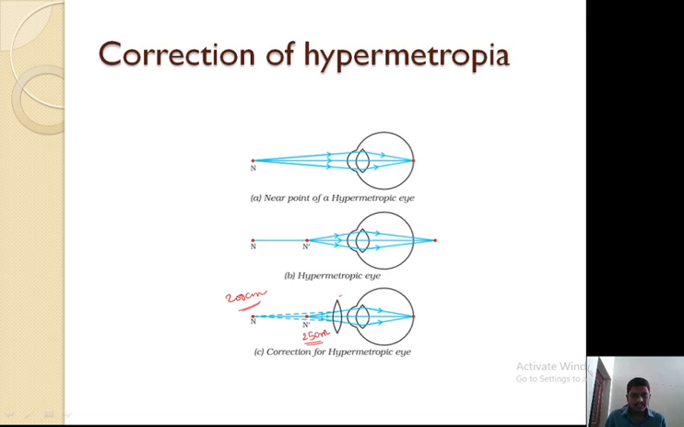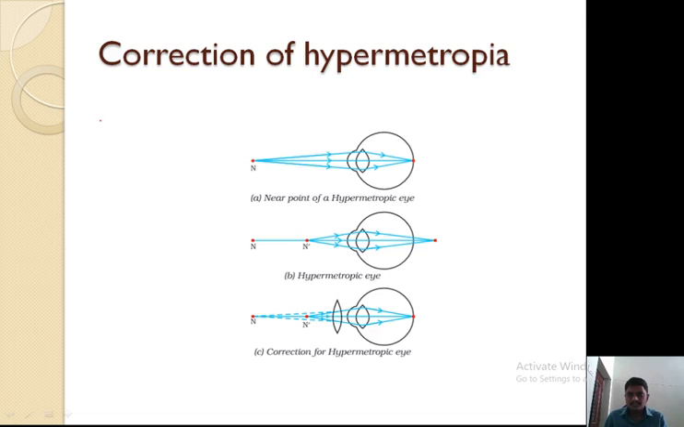Okay, so what I feel is that the object is not coming from 25 centimeters, it appears to be coming from 200 centimeters. The light rays from that object are coming from 200 centimeters, so he can see the object clearly and distinctly. Why? Because light rays come to focus at this point on the retina.